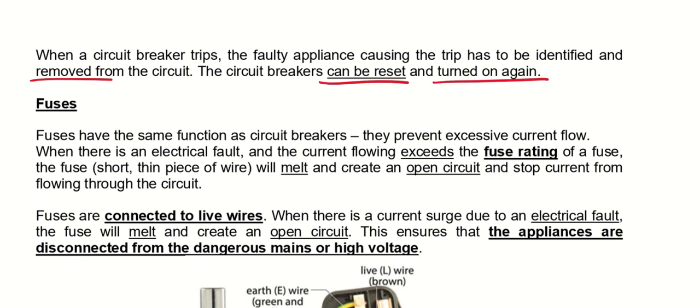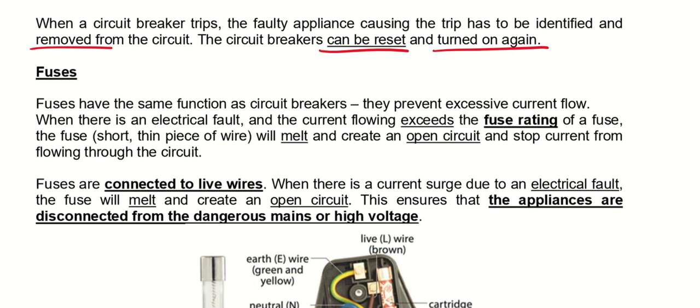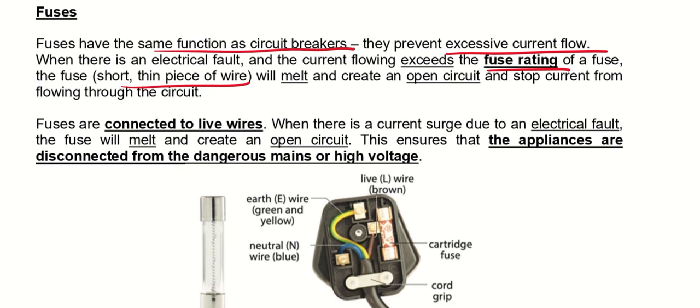So this circuit breaker can be turned on or off. Now, next thing that we want to go to, the second safety device, is the fuse. They have the same function as a circuit breaker. They prevent excessive current flow. When there's an electrical fault, again, current flowing exceeds the fuse rating. The fuse, which is actually a short, thin piece of wire, as you can see from here, will melt. So instead of tripping, it will melt because it will heat up, right?